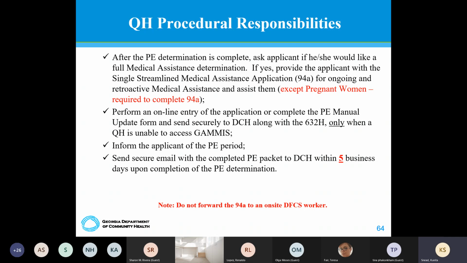As a note, if you have a DFCS worker or someone that is housed at your particular hospital, not sure if some of you do or don't, but if you do, please do not give them the full Medicaid application to process. Everything that you do as far as a presumptive eligibility determination has to be sent to DCH.